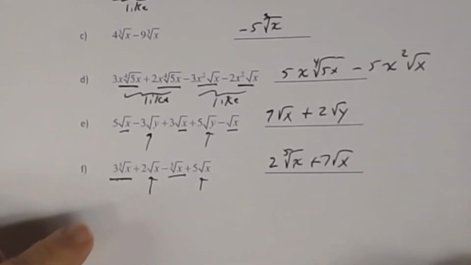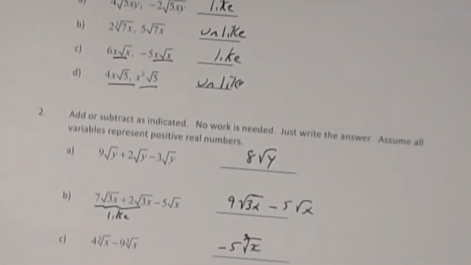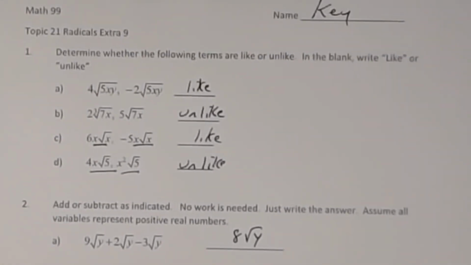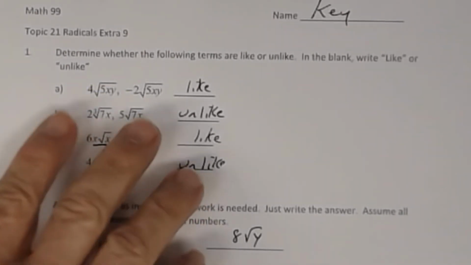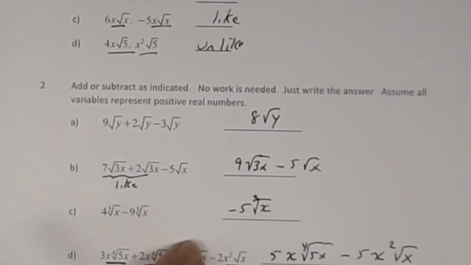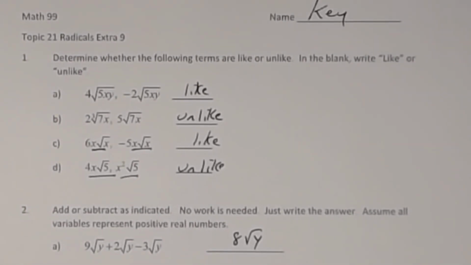Okay, and so that was a very easy worksheet. All it was just to make sure you understand, in very simple situations, what are like and unlike, and then knowing how to combine them. All right, so that is the key to topic 21, worksheet extra 9.